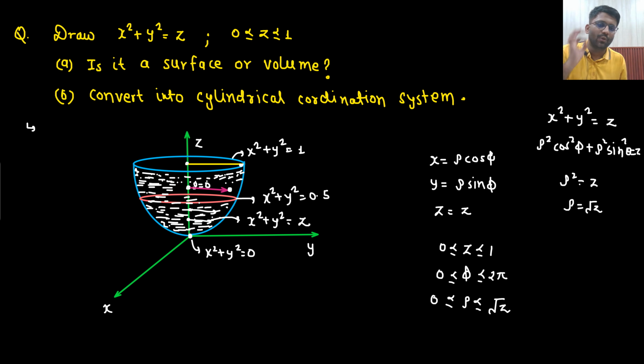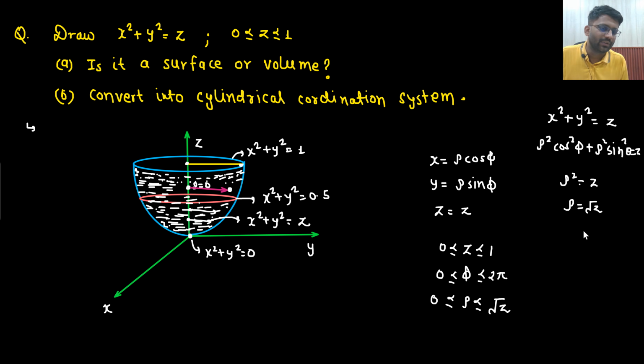What about rho? Rho was complex. Just think about this bowl. From the z axis, the radial distance, rho goes from 0 till the surface. So at the surface, what is the value of rho? At the surface, the value of rho is under root z.